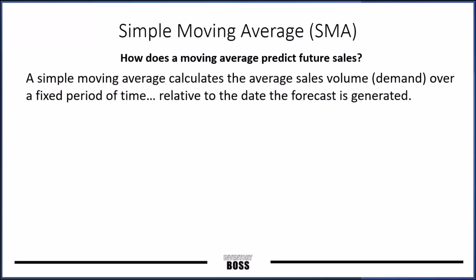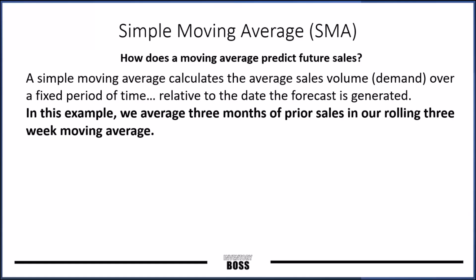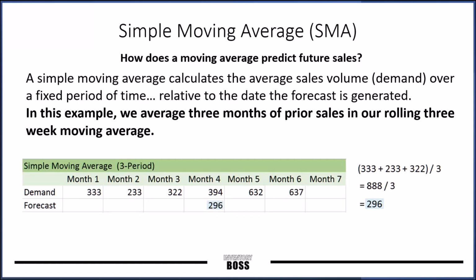A simple moving average calculates the average sales volume or demand over a fixed period of time relative to the date the forecast is generated. So we want the most recent data we can get because, again, we're talking about our current trends. In this example you're about to see, we averaged 3 months of prior sales in a rolling 3-month moving average. So let's take a look at that.